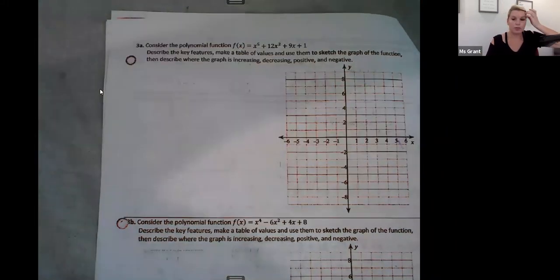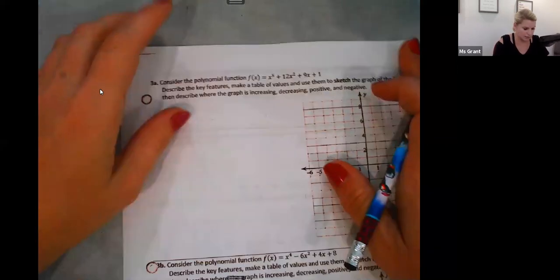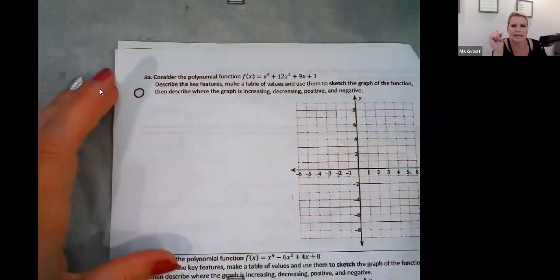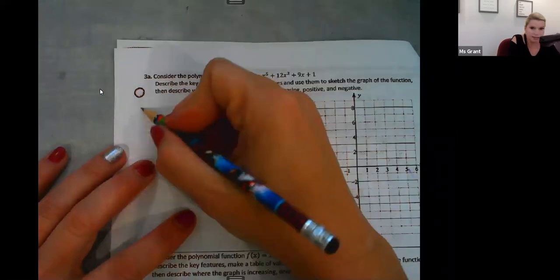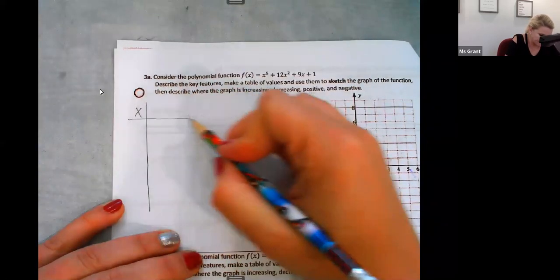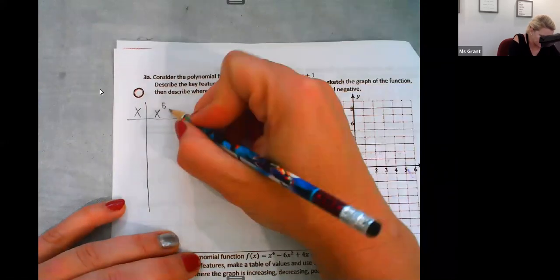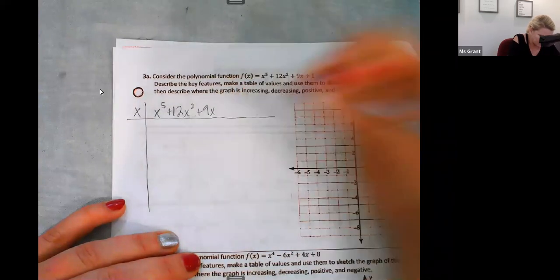I'm going to practice making a table of values because occasionally it might help to get a little more specific. If you need to know where it is in between 0 and 1, for example. So I'm going to make my table of values quite spacious because I want to fit in my function, x to the 5th plus 12x squared plus 9x plus 1.